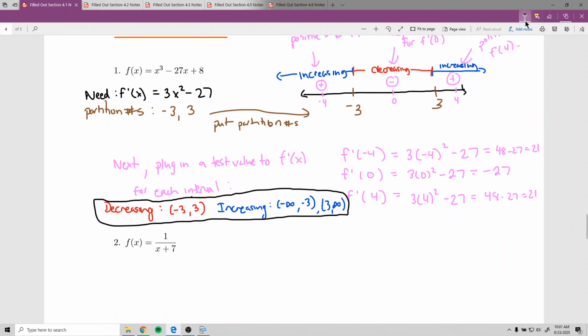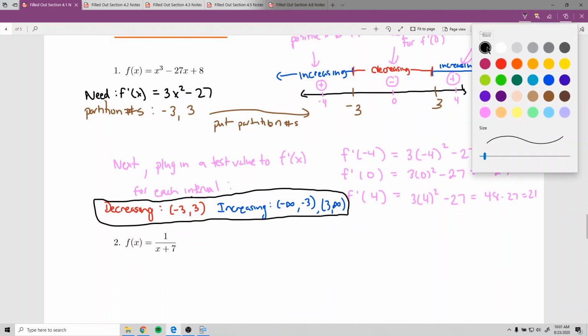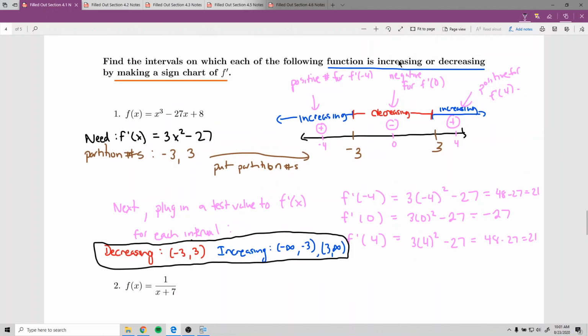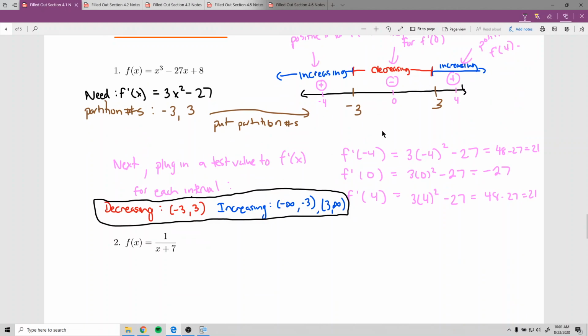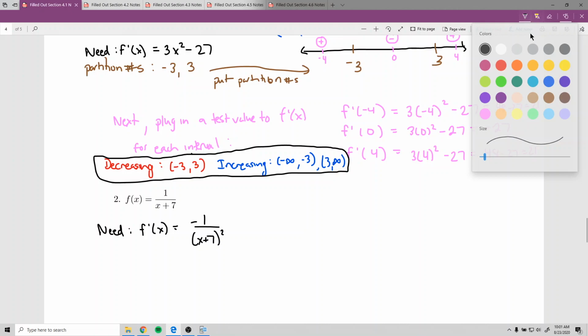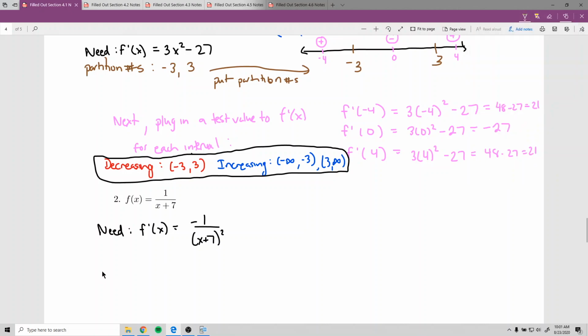All right, so number two, we want to do the same things. We want to figure out where the function's increasing and decreasing. We want to make a sign chart for the derivative like we did over here. And we need the same information because we're going to plug in numbers into the derivative. And then we're going to make our number line with the partition numbers. All right, so f prime of x. The derivative was -1 over (x plus 7) squared. We already did that from above. And the partition numbers, we had 1 here, which was -7.